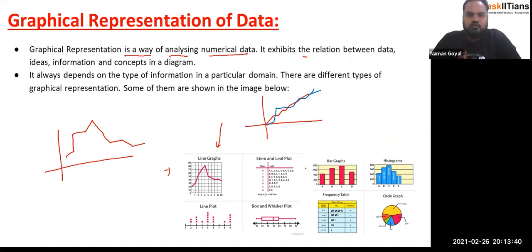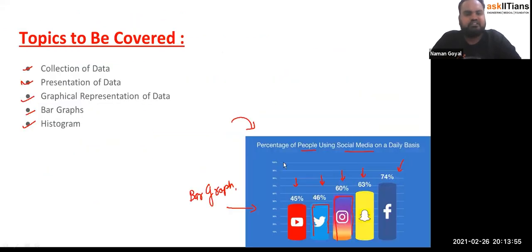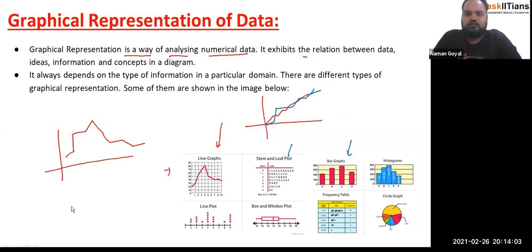Now this is a stem and leaf plot. I write down 0, which is the key, and then write the numbers here. This graph is known as a bar graph, because the data is shown in bars.